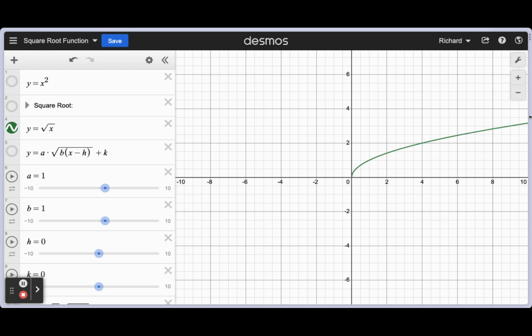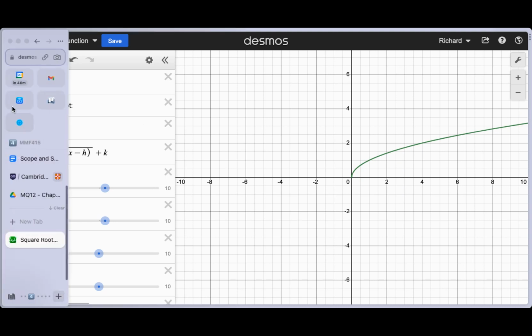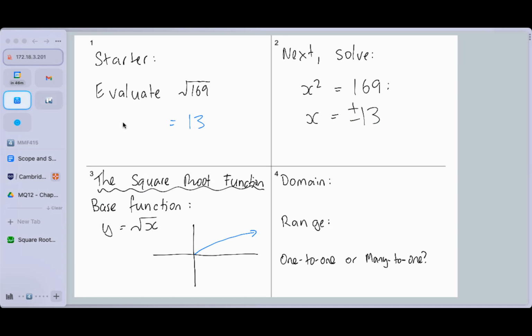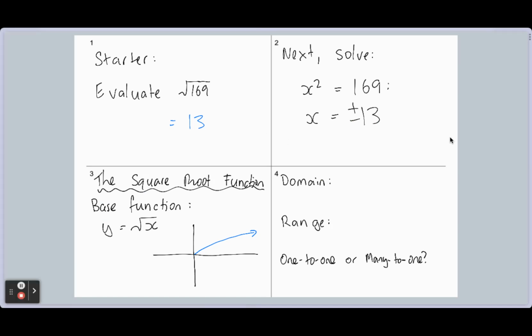Okay, so a couple of notes to write. There we go, bottom left-hand corner. So write some notes. The square root function. The base function is y equals root x, and it just goes up from 0, 0. Nice and simple. No asymptotes. It just starts at 0, 0 and heads right. Heads for its freedom to the right.